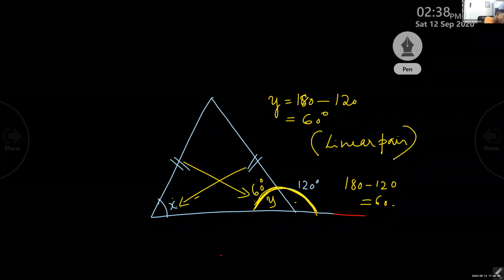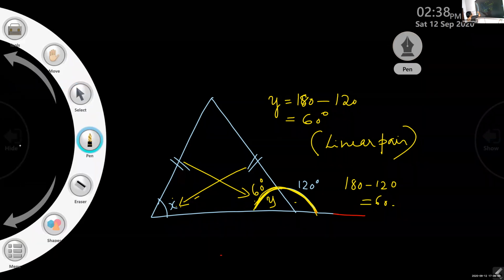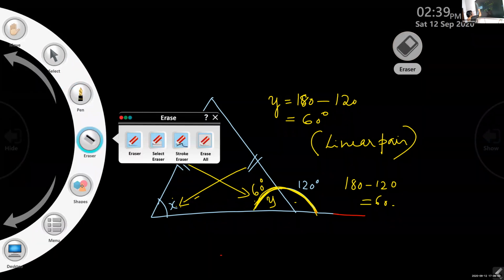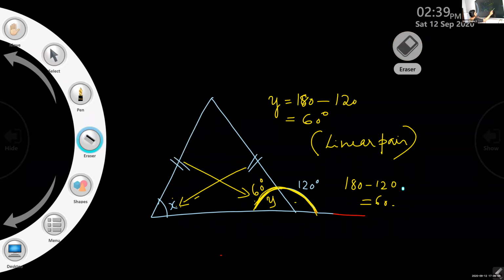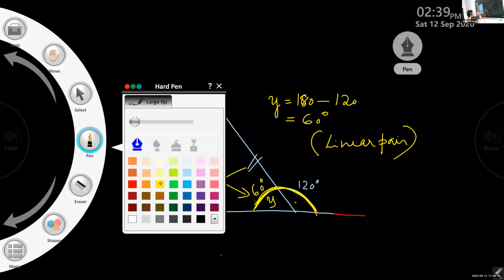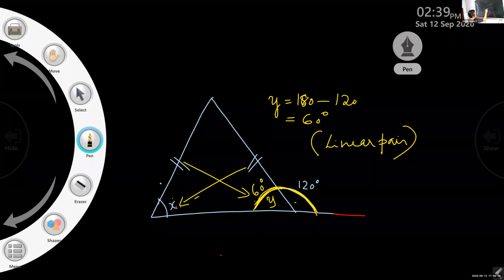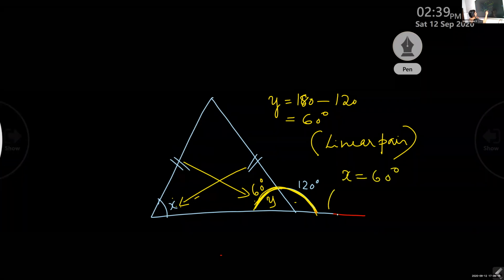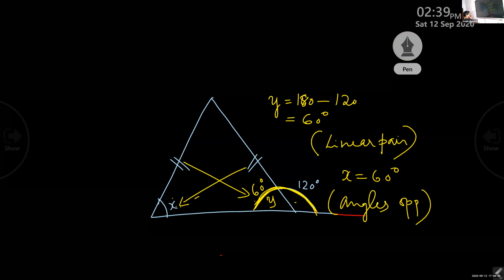Okay, then what we have to write? We have to write x is equal to 60 degree. Reason, angles opposite to equal sides are equal. Write it. Okay, write the reason correctly.